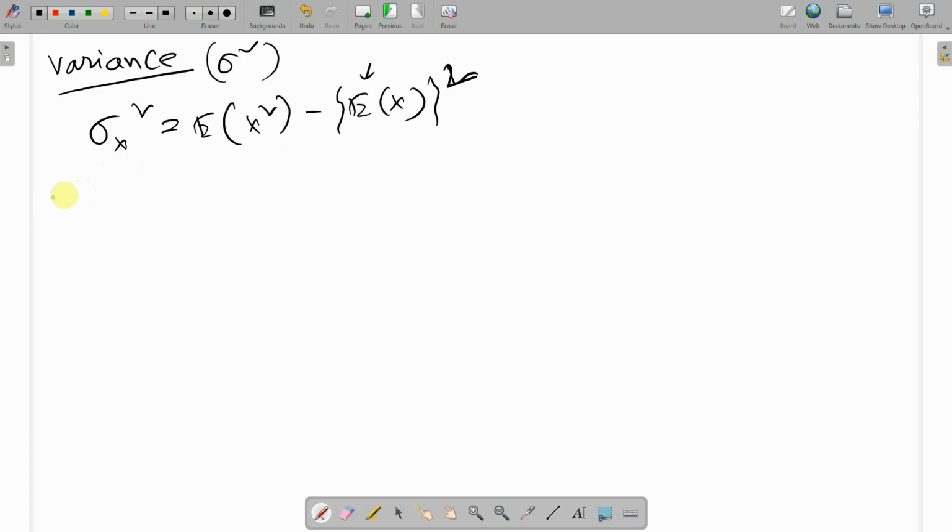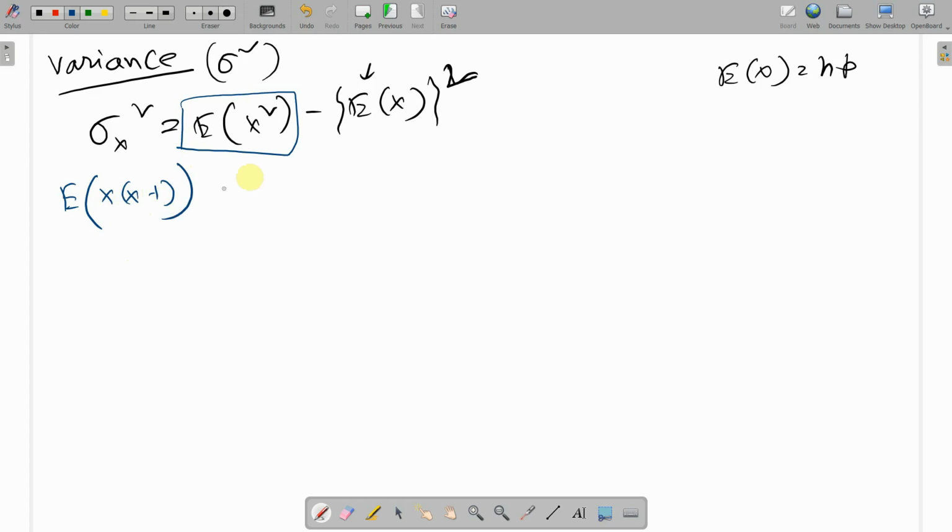So what do I have to do? E x value, we know that E x equals np. So what will I do here? I will be calculating this one first. To find this out, at first I will find the expectation of x into x minus 1. So what will be the expectation value? Sum of x from 0 to n from the binomial distribution, x px.